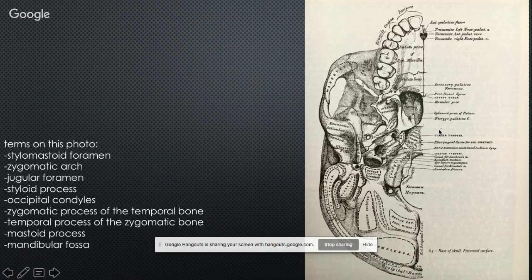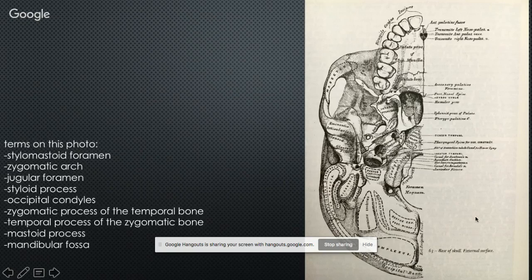A couple other ones that I'm noticing here, you'll see there's the foramen ovale and the spinosum. Right here is the medial pterygoid plate and the lateral pterygoid plate. And then, of course, the palatine bone and the palatine process of the maxilla. There's quite a few terms from this view of the skull.